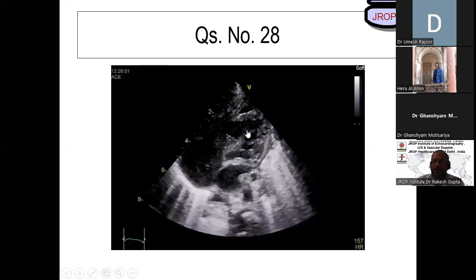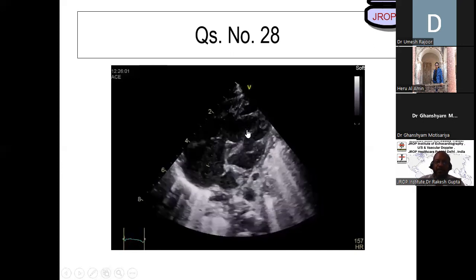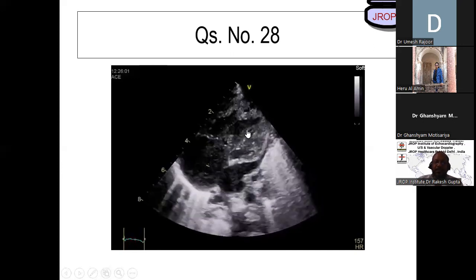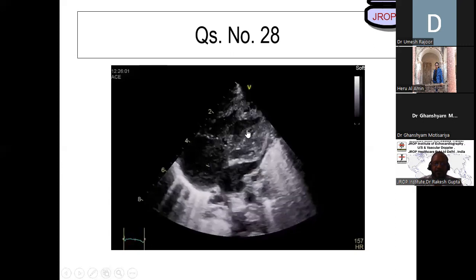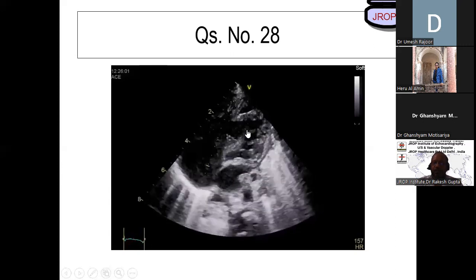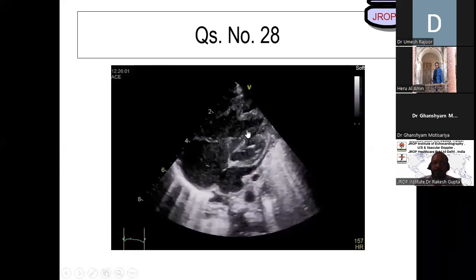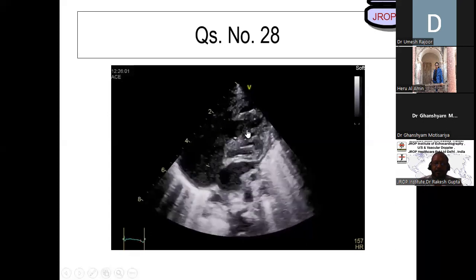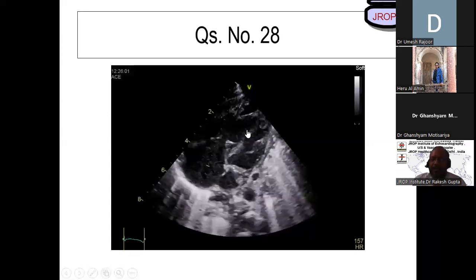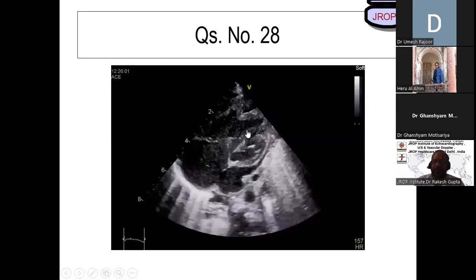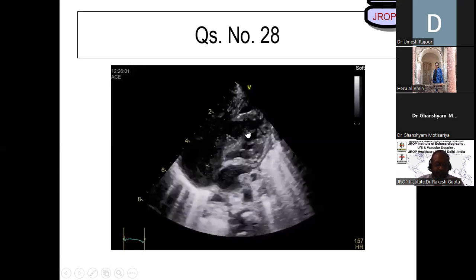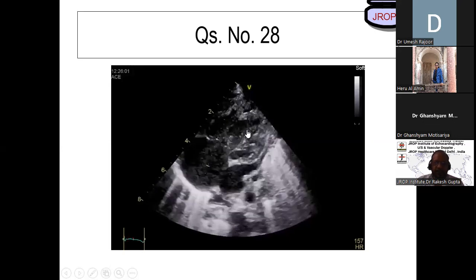I am not able to see anything. But VSD he has already said, nothing more than that. Dr. Umesh Raju? Anybody can open up the mic and tell me what it is. Is it RV dysfunction? The RV is contracting well. I can't see anything.